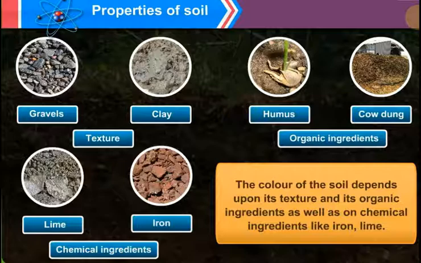The color of the soil is an indication about the texture, the organic ingredients, the chemical ingredients, its fertility, its nutritive value, and how fertile the soil is and how good cultivation of crops can take place on the land. Due to these properties of soil, it is assumed to be a natural resource.